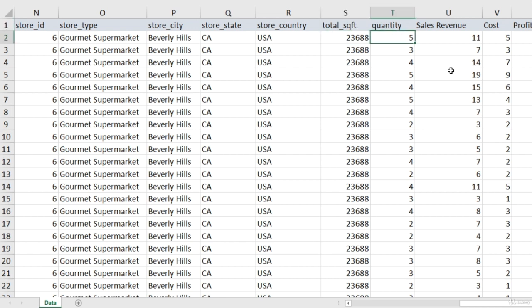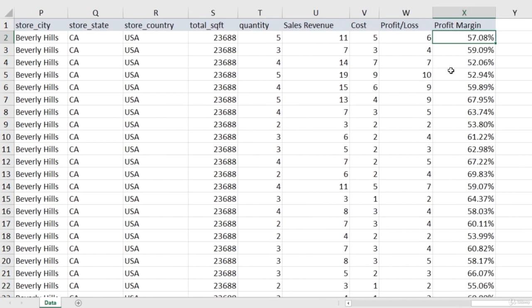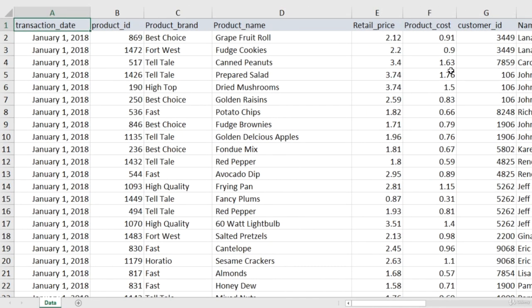And then the quantity of the transaction and the sales revenue and the cost and profit and loss and profit margin. So you can see that we have quite a lot of information available in this sheet to basically extract which markets, which customers, which brands are doing good and which are not, so that we can optimize our business and sales strategy accordingly. So the next task that we have to do is how to find these answers, and that is what we are going to do next.